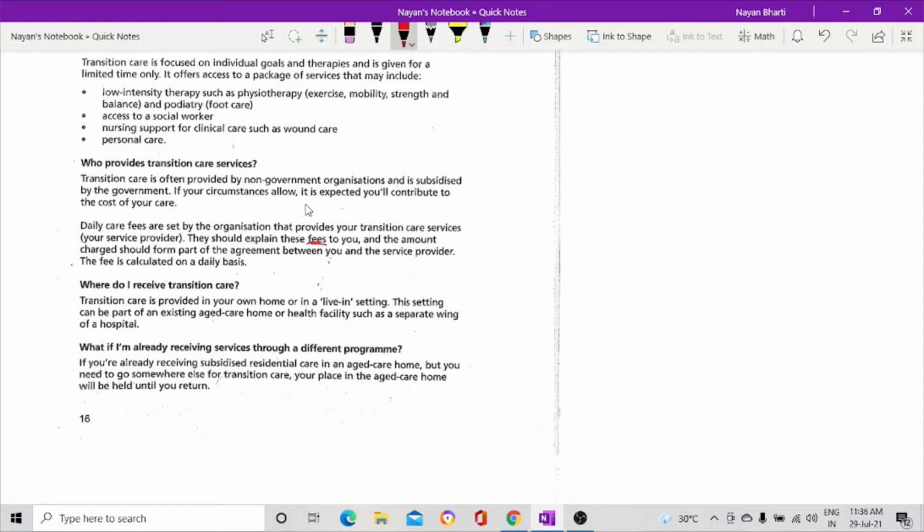Okay, let's read. So here is the main answer. If your circumstances allow, it is expected you will contribute to the cost. What was there in the question? You must pay. But here what they are saying is, if your circumstances allow, you will contribute. So this is a conditional statement: you have to pay only if your circumstances allow you, right?